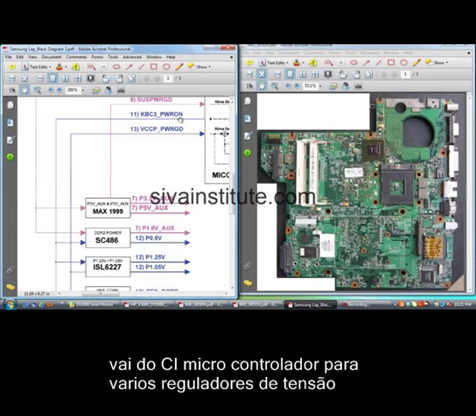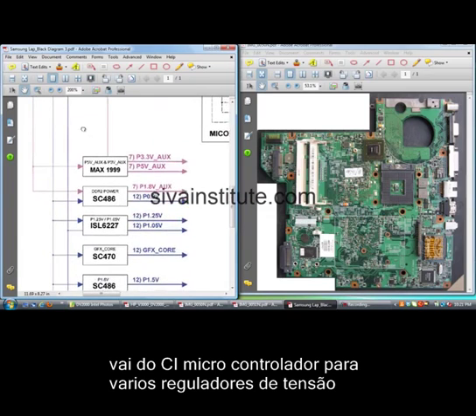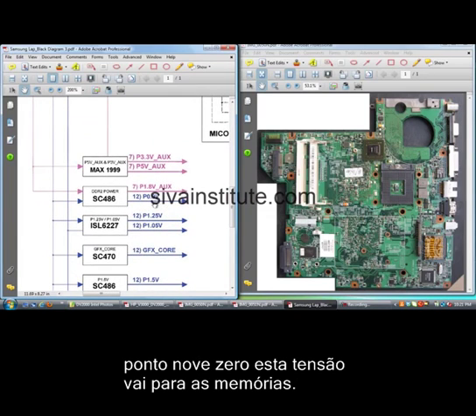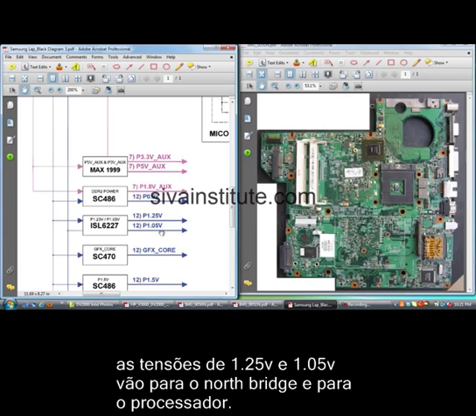The run power or power on voltage, 3.3 volts, from the microcontroller IC, that means the IO controller IC, goes to the different regulator ICs. This voltage goes to memory termination. This voltage is 1.25 and 1.05 volts.